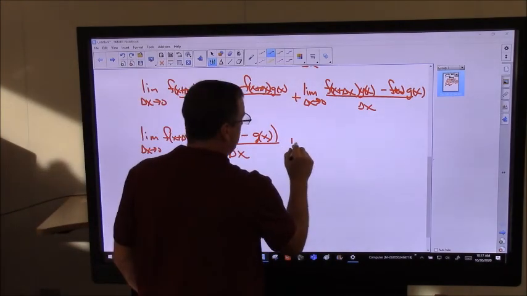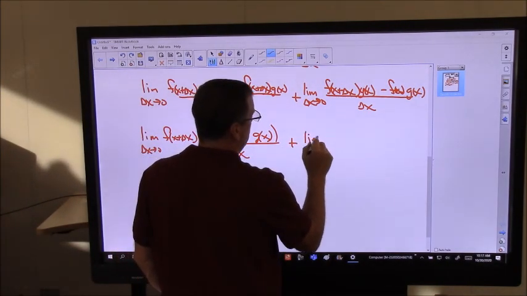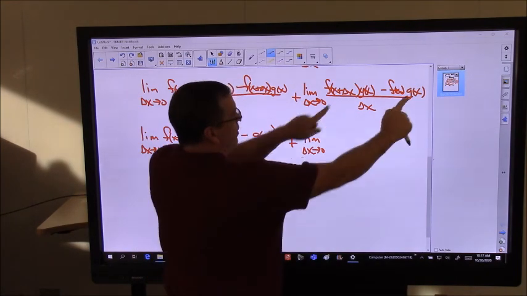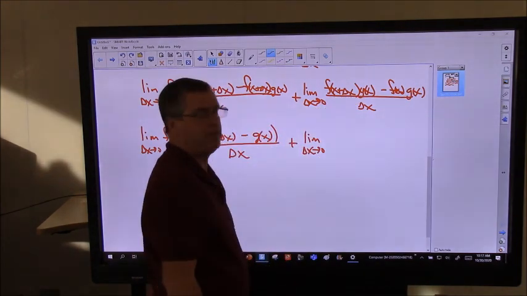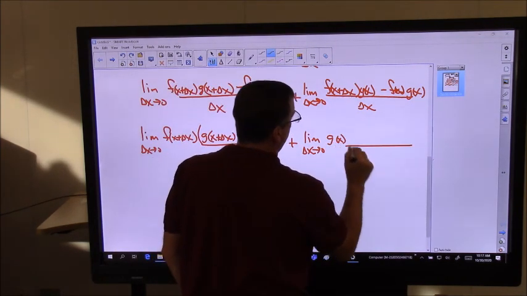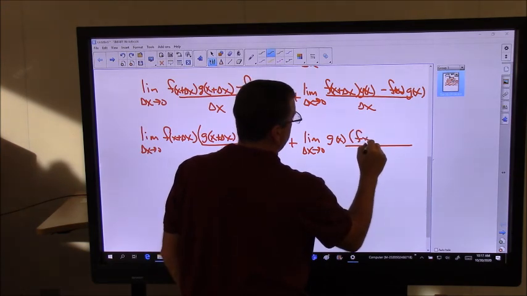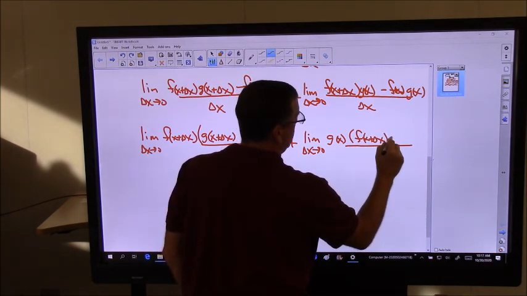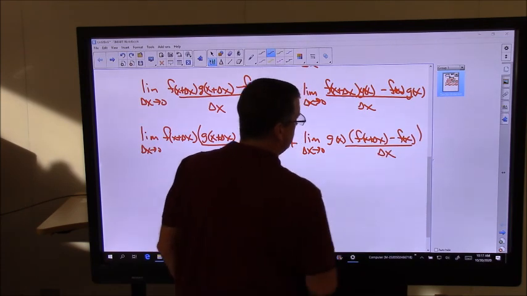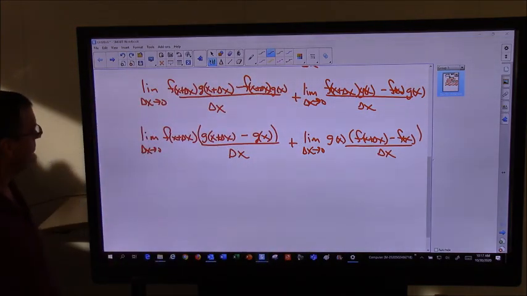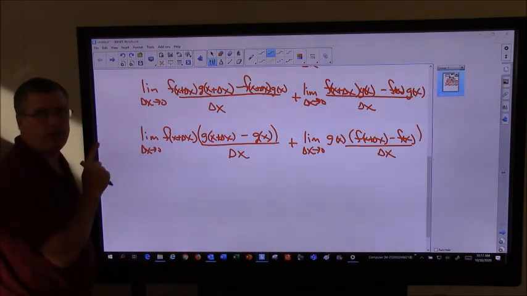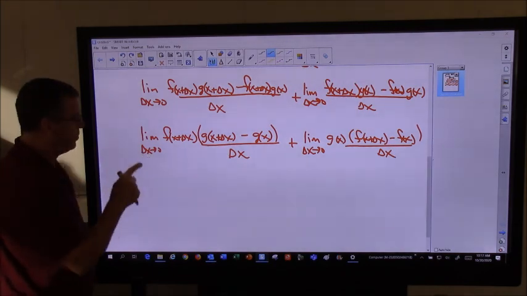Okay, over here I've got plus the limit as delta x approaches 0. Here I'm going to factor a g of x out of each of those. And so what I'm left with is f of x plus delta x minus f of x all over delta x. So at this point I can start writing down something that's a little bit easier to work with.